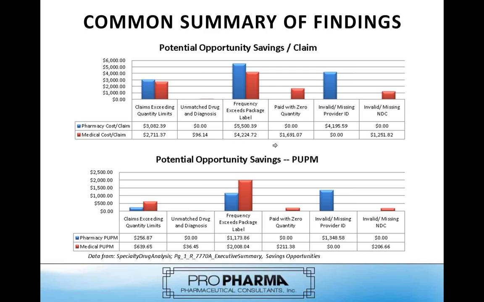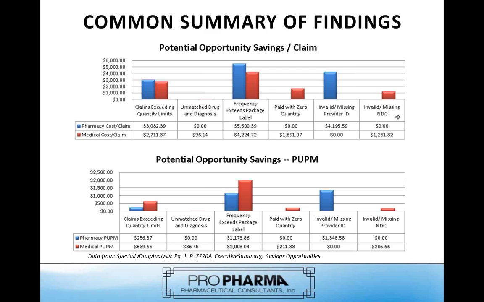Zero quantities turned out in this group to be on medical costs. Invalid providers, this is critical because you need to make sure that, one, you have a valid doctor. Two is that you know what the specialty is so that you can compare that particular specialist with their peer group. And third is to ensure the fact that you're minimizing the influence of fraud, waste, and abuse.